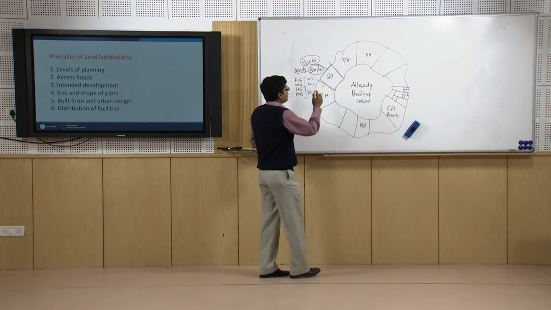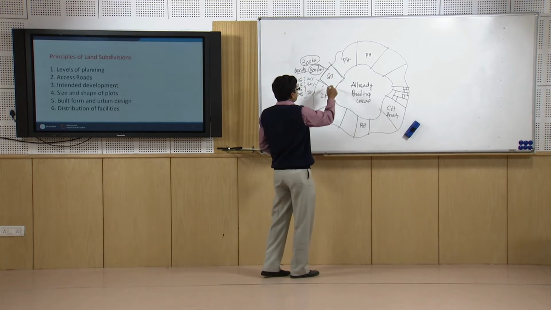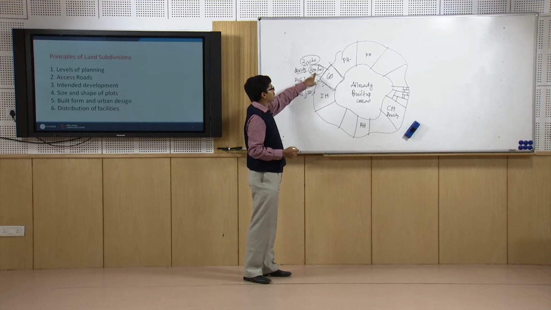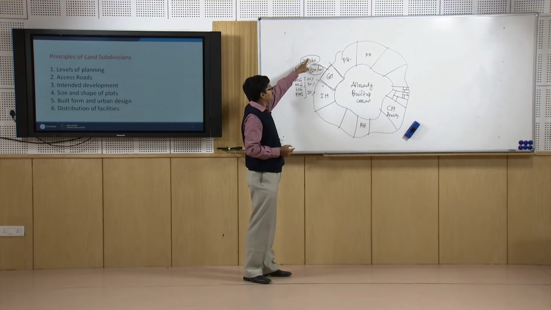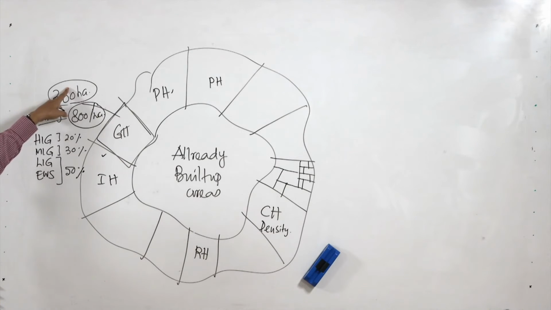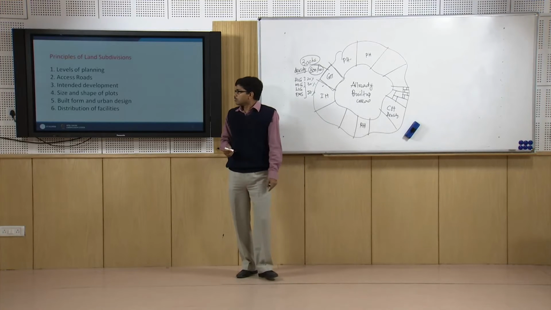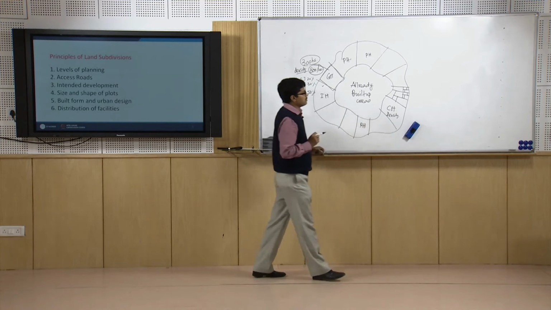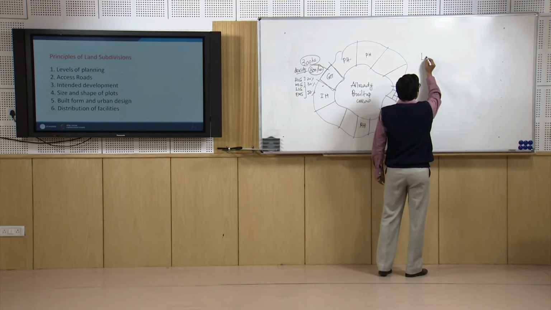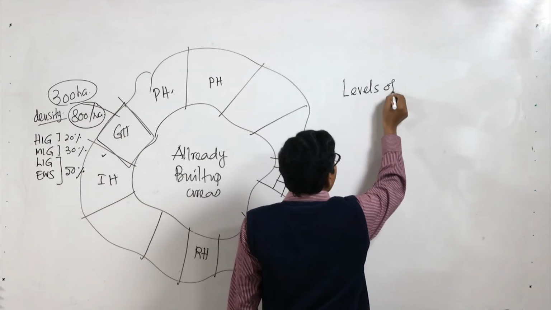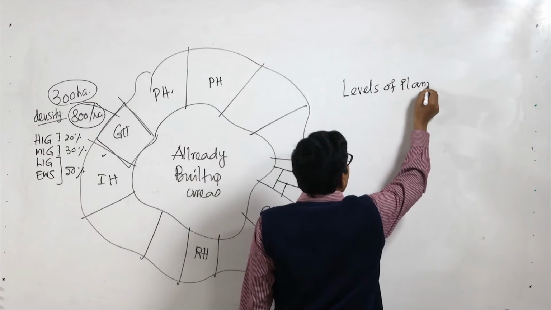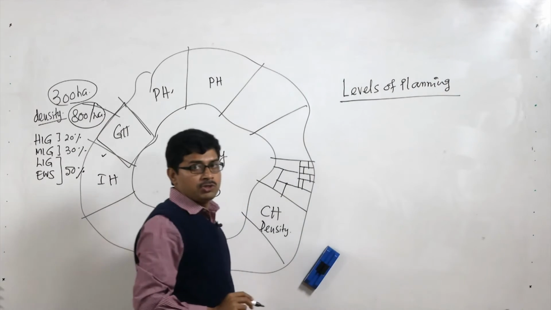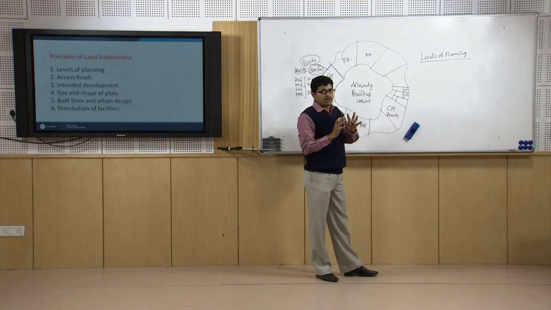So, how do you allocate the bigger land here, so that ultimately we can achieve this proportion, and we can achieve the overall density of this particular gross area within the limited area given to us? That is very important at this stage. One very important concept in the whole land subdivision is the levels of planning. There are various levels of planning, which will determine the size of the plot or the shape of the plot.